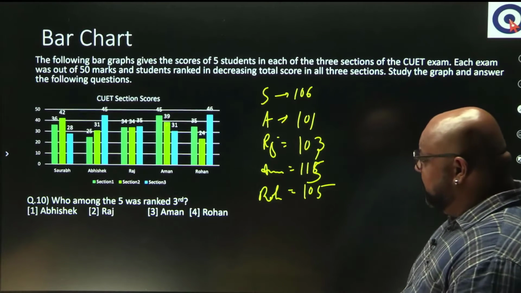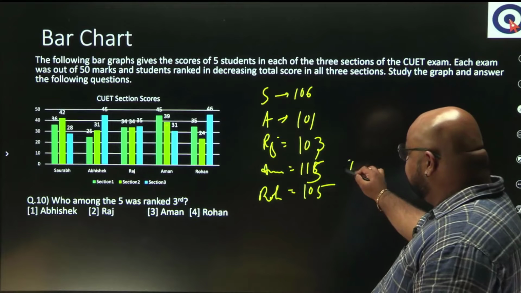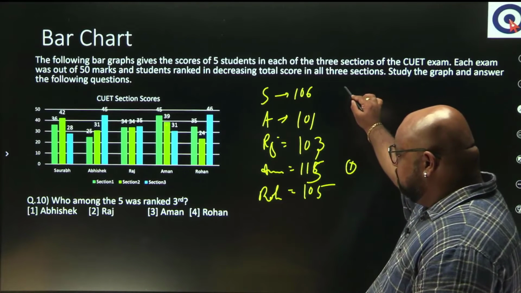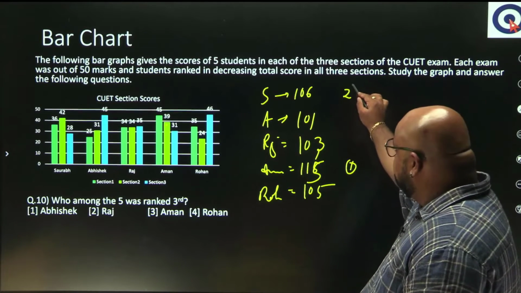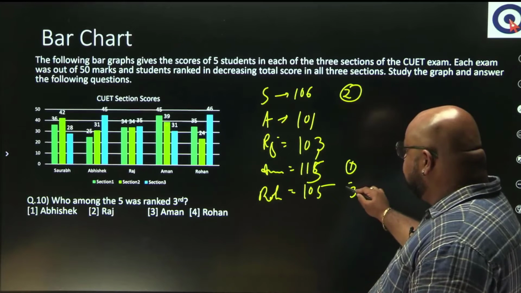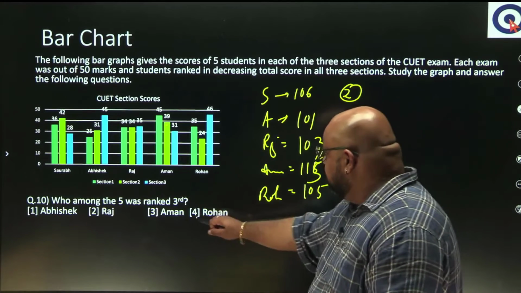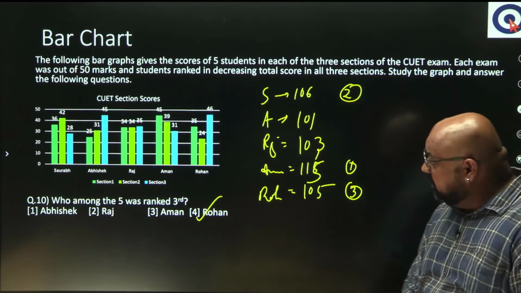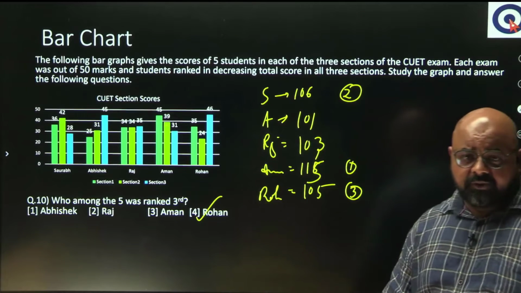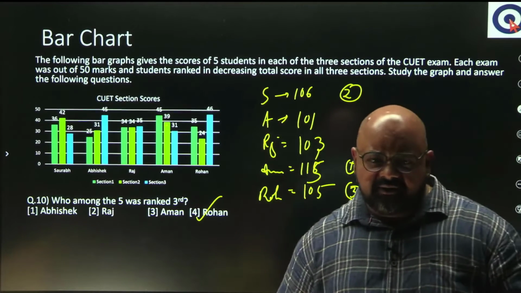So who is placed third? Aman becomes first. Saurabh becomes second. Rohan becomes third. Fourth would be Raj. Abhishek would be fifth. Alright. Straightforward, add and find out.